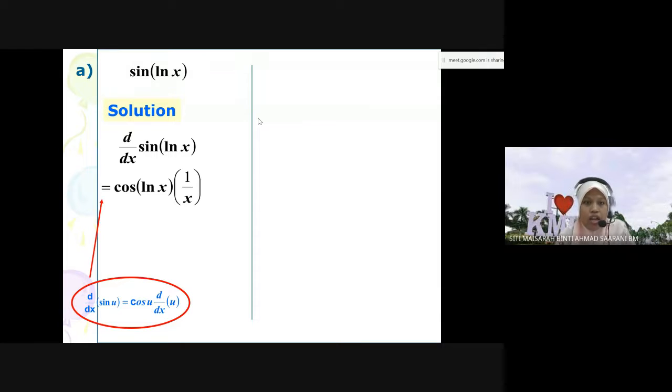So I repeat, differentiate sin u equals cos u multiply differentiate u in terms of x. So for this case, differentiate with respect to x, sin ln x. First, you need to differentiate sin. It becomes cos, the angle should be copied, cos ln x multiply differentiate ln x, differentiate the angle, 1 over x. So differentiate sin becomes cos, multiplied by the derivative of its angle. So we simplify, we get cos ln x over x.